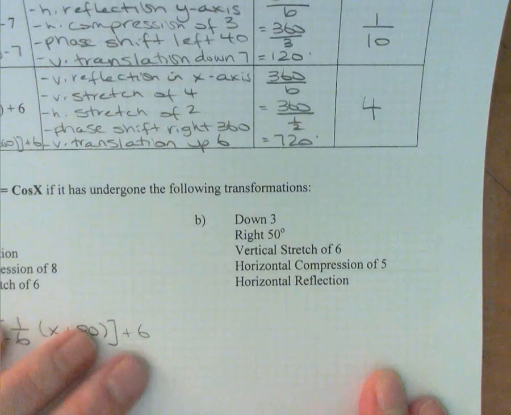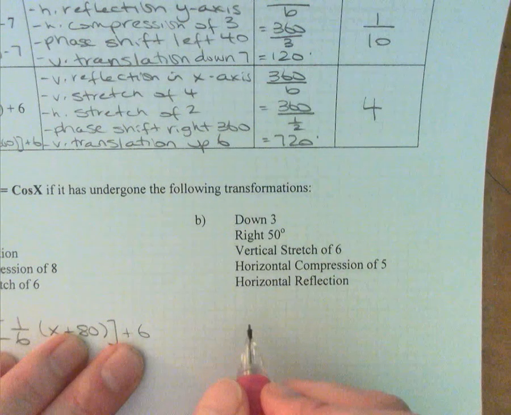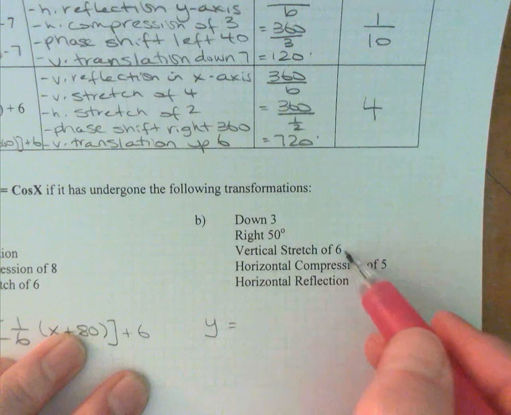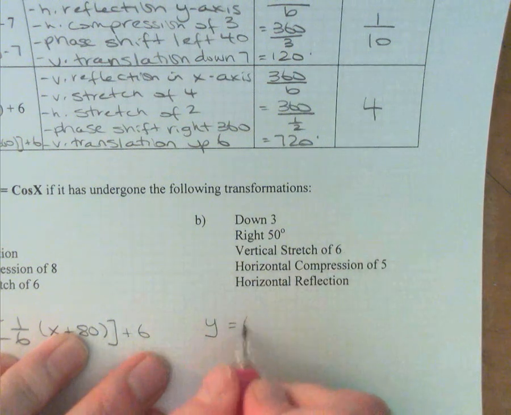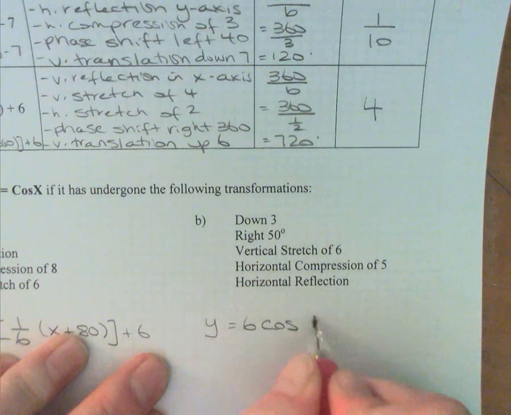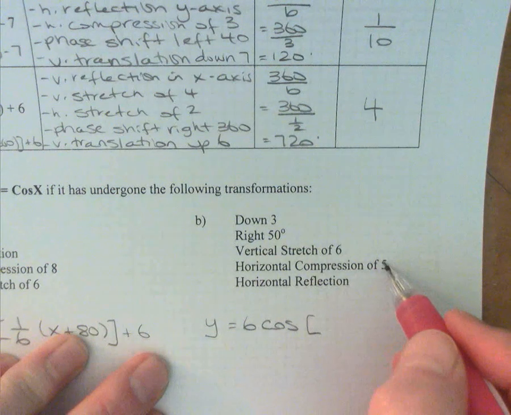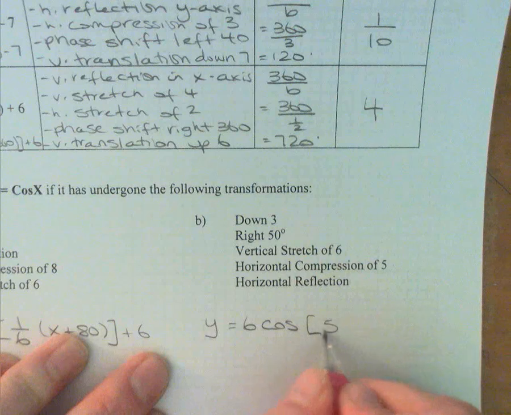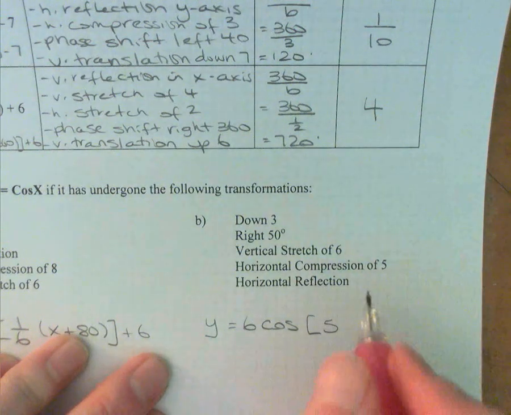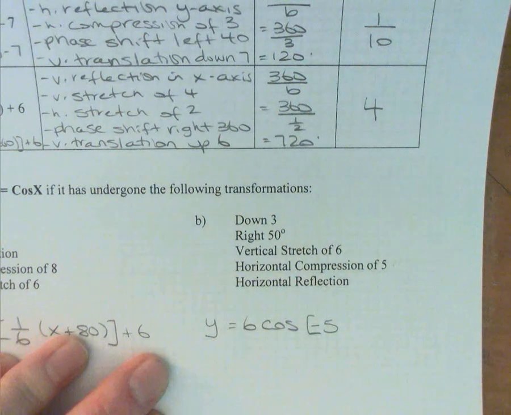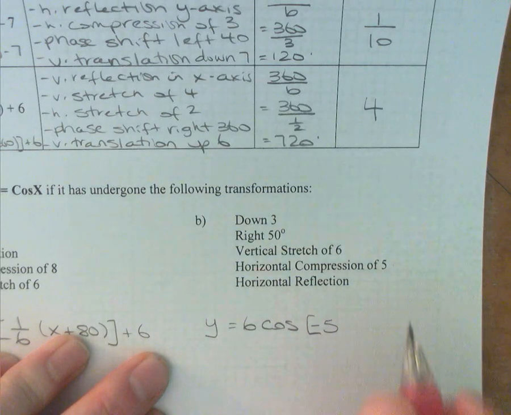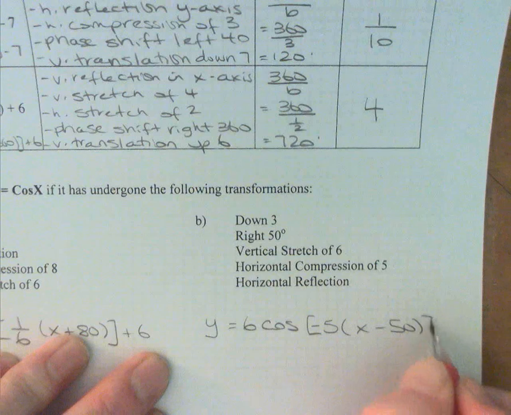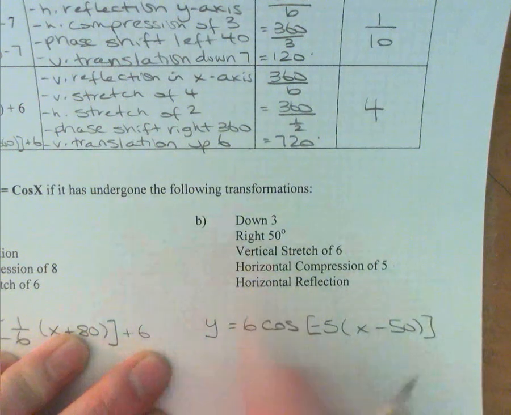If I try the next one, I'm going to do y equals. So I have a vertical stretch of 6. My cos graph, big brackets. I've got a compression horizontally of 5. So I'm going to actually just write it as 5, but there's also a horizontal reflection, so I'm going to put the negative in. I have right 50, so I'm going to write minus 50. And I go down 3.